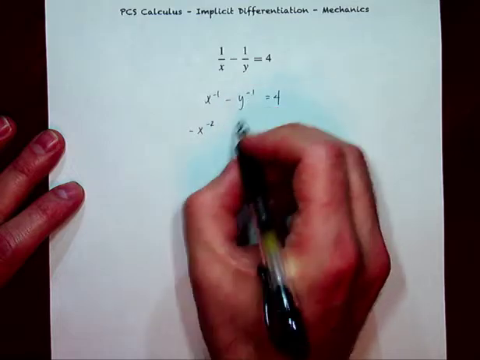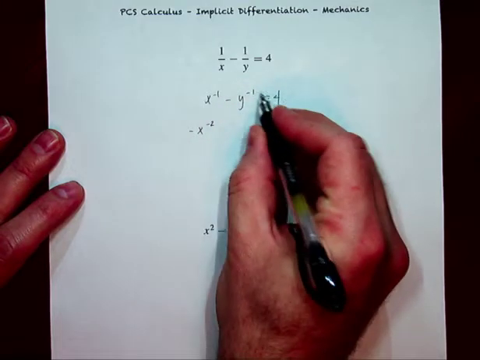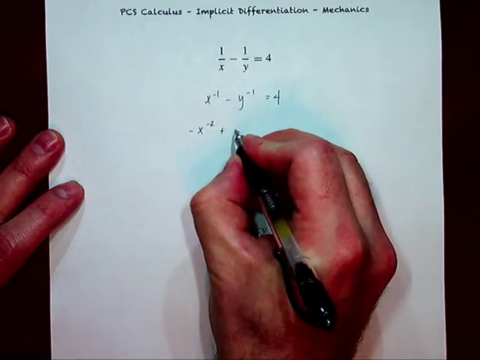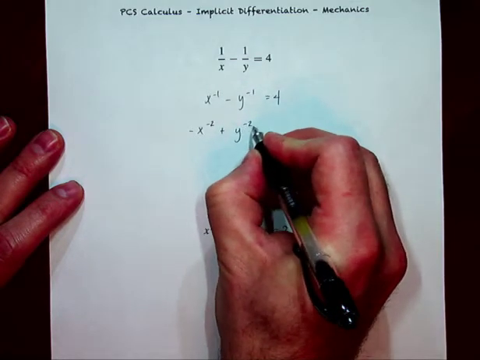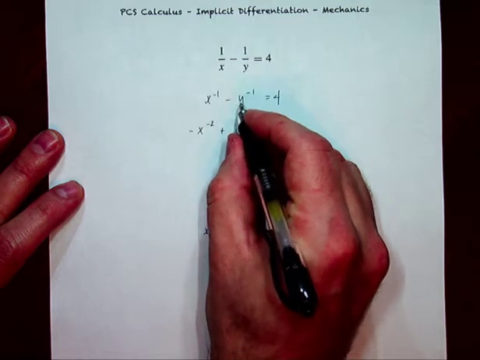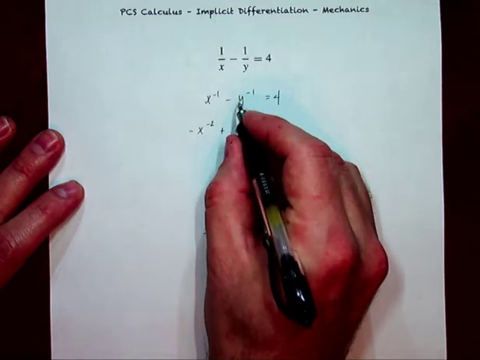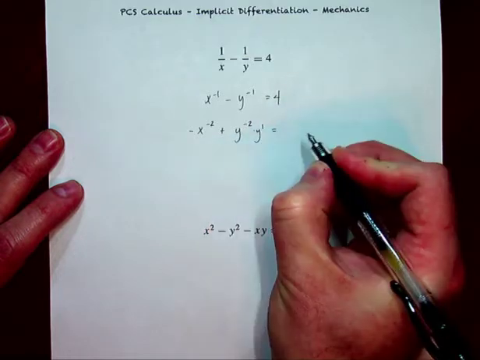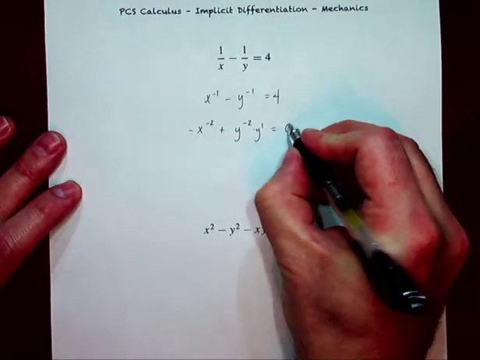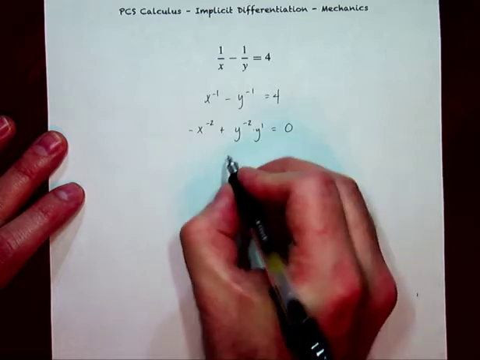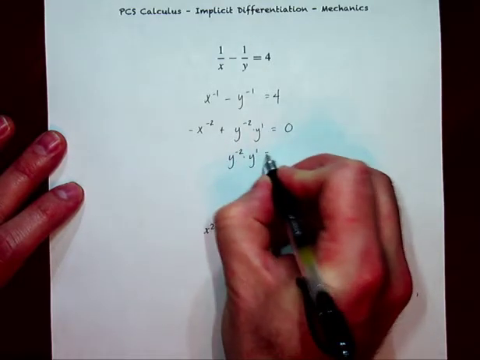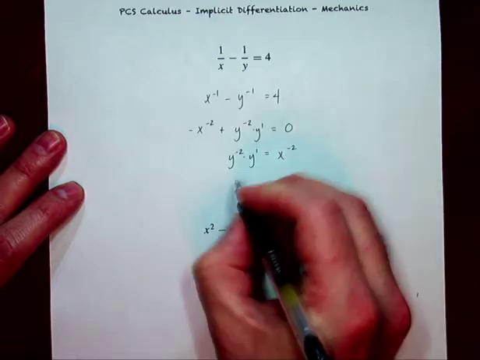This becomes negative y to the negative 2. When you bring down that negative, it's going to cancel out with that negative and become plus y to the negative 2. But notice I'm differentiating with respect to x. This does not match, and therefore you need to tack on a y prime. And of course, the derivative of a constant is always a constant. So you have y to the negative 2 times y prime is equal to x to the negative 2.